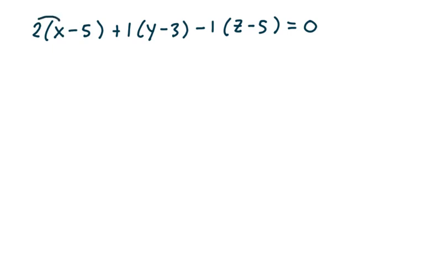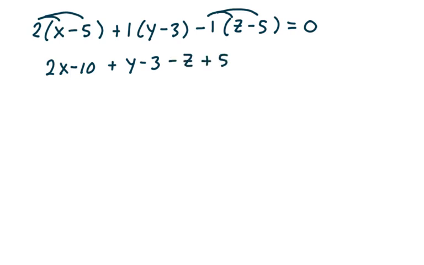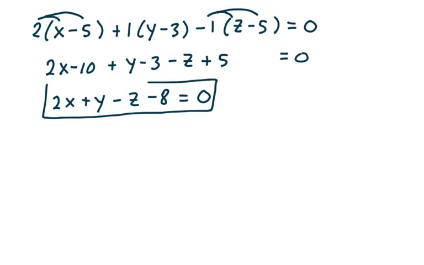So if I distribute the 2 to each term within the parentheses, we get 2x minus 10 plus y minus 3, and then distributing the negative 1 to each term within the parentheses, I get minus z plus 5 equals 0. And so simplifying further, we get 2x plus y minus z, and then negative 10 minus 3 is negative 13. Negative 13 plus 5 is minus 8, and then this is set to 0. And that's how we do example 1.